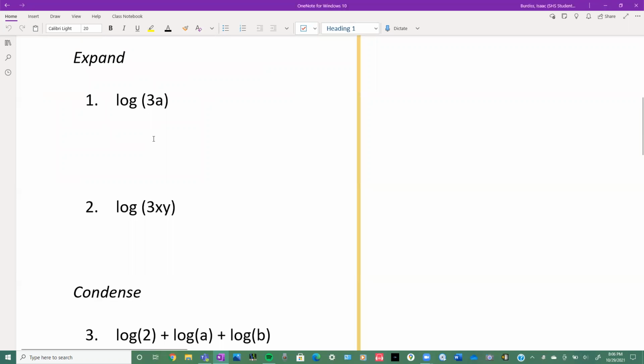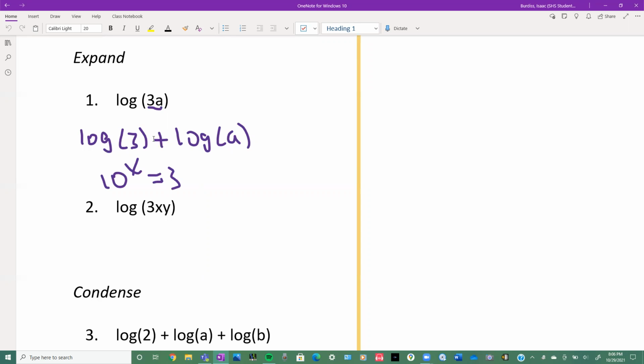So expand, that means that we're going to do what those rules showed. So here in number 1, we have log with argument of 3a. We're assuming that has a base of 10. So we can separate this into addition because these two things are multiplied. So that would mean log of 3 plus log of a. Technically, if you knew what 10 to something equals 3 was, you could change that, but you don't really need to do that right now.